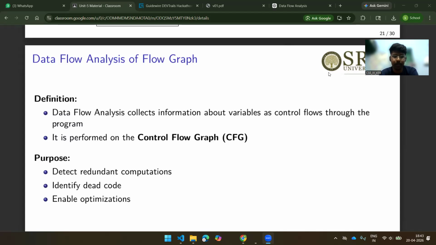Today, I would like to present data flow analysis of flow graph in automata and compiler design. So, data flow analysis collects information about variables as control flows through the program, and it is performed on the CFG, control flow graph. The purpose is to detect redundant computations, identify dead code, and enable optimizations.